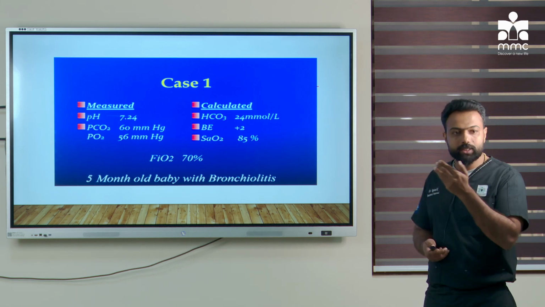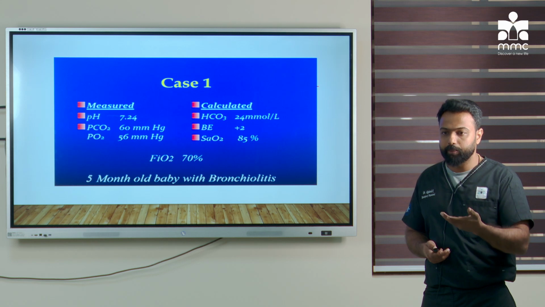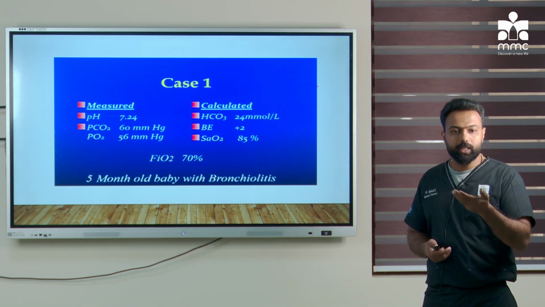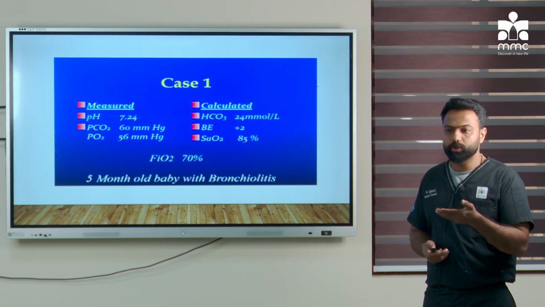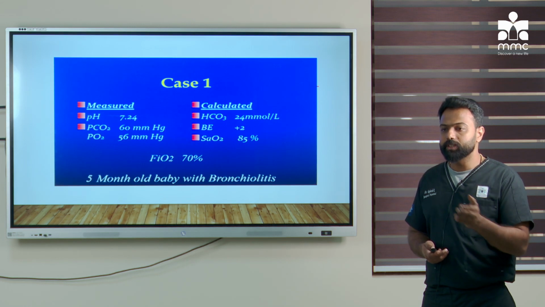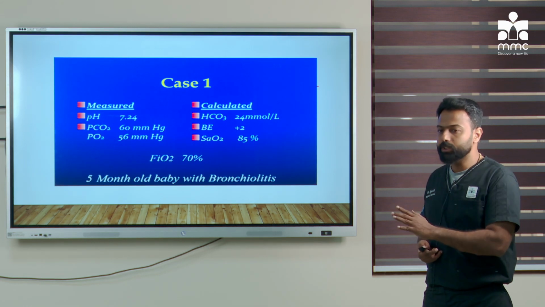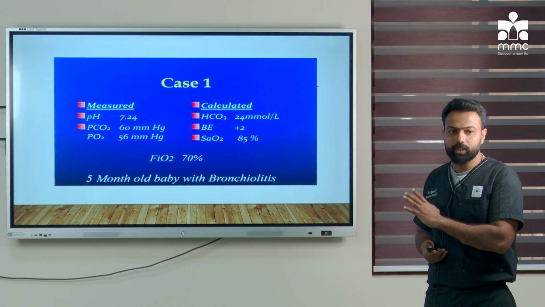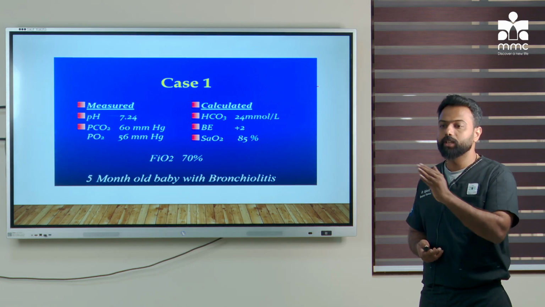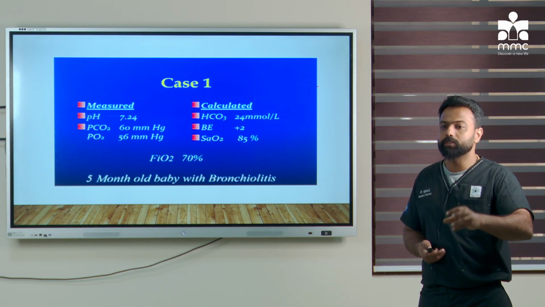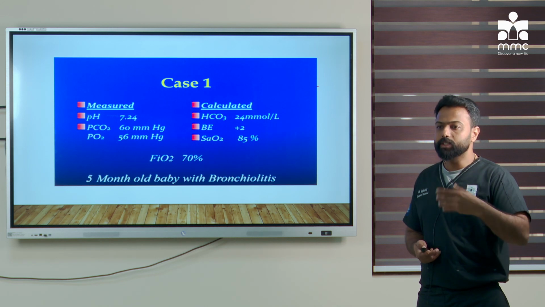Then you look at the systematic steps of the ABG, the 6-step approach that I told you. The first step is you look at the pH. What is the pH? 7.24. It is less than 7.4, which means it is acidosis. Then you look at the PCO2. PCO2 is 60 here, which means it is increased. So the PCO2 increase is the cause of acidosis. That means it is a respiratory acidosis.